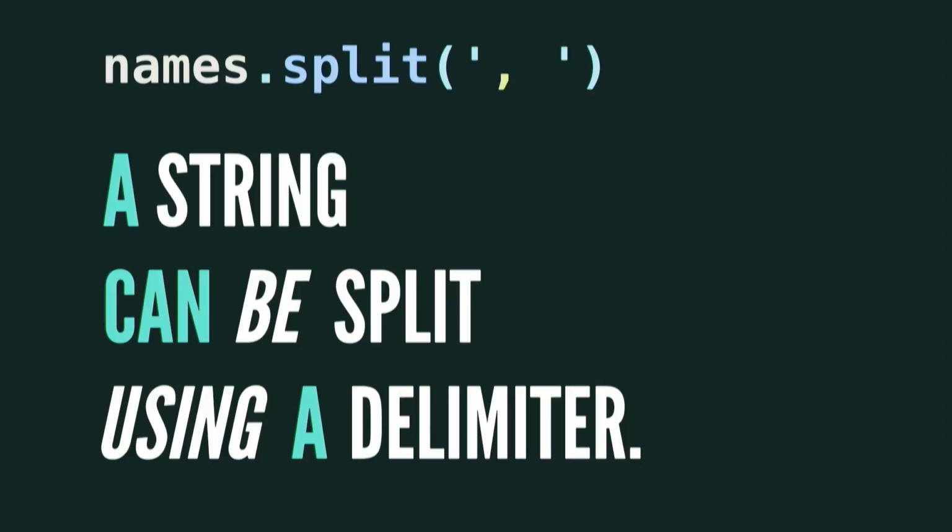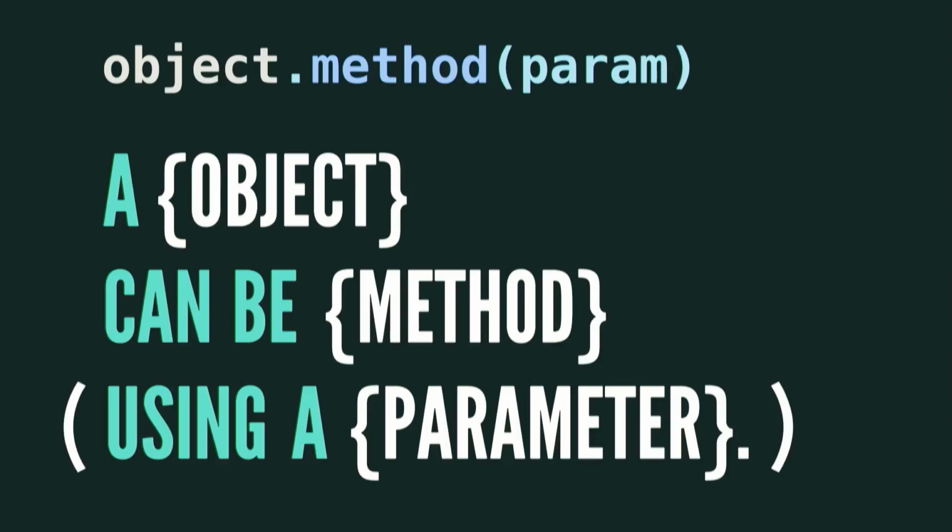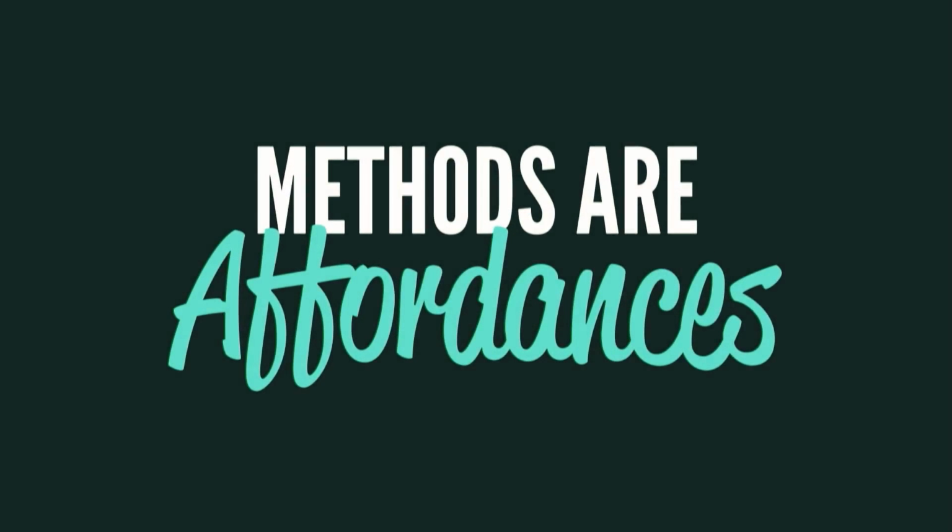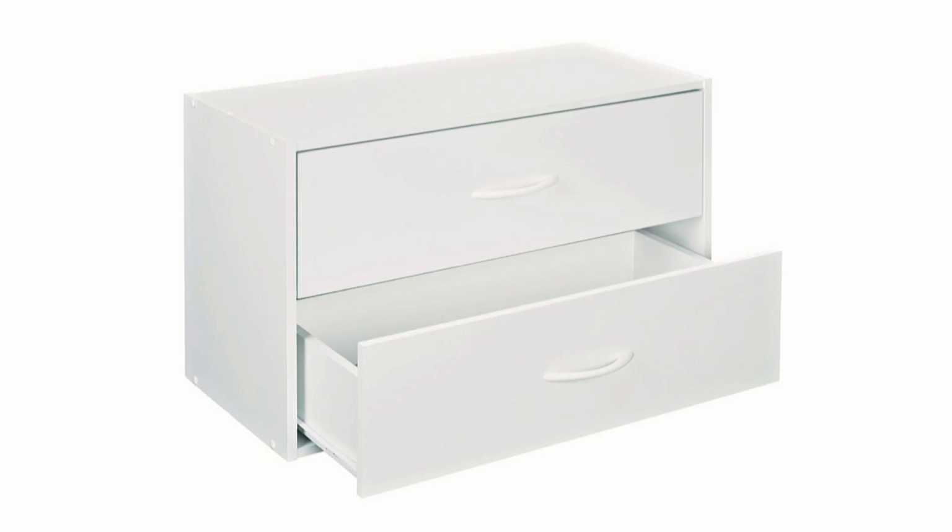So when I noticed this, I realized that this general sentence structure, that an object can be something using a parameter, was sort of treating methods as affordances on objects rather than abilities. So what's an affordance? An affordance is like a property or feature of something in the world that tells you how it's meant to be used, or tells you things that you can do with it.